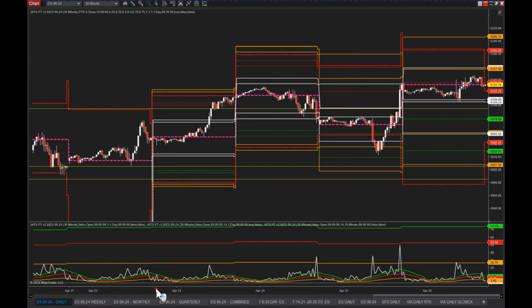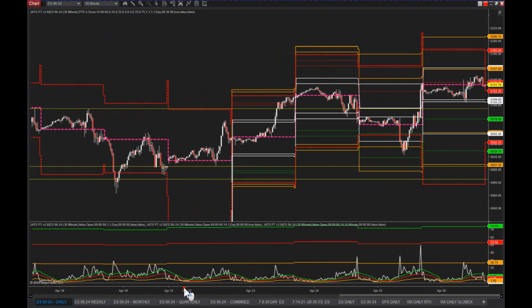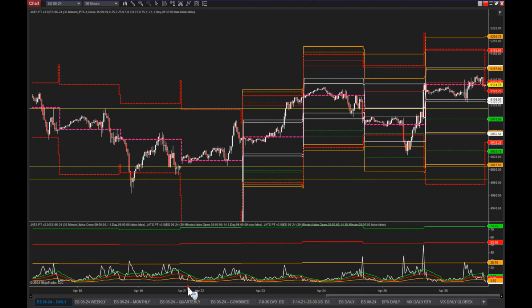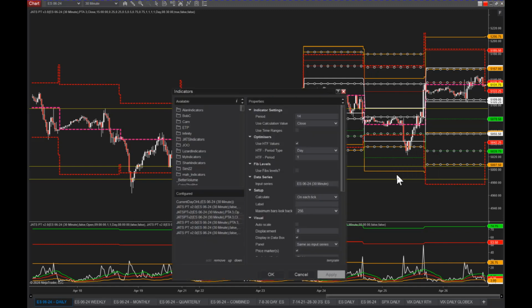So really, last week was an up week going into the end of the month. So the dips were bought. This was a daily three at a daily one. So I'm mixing a lot of distributions together. So what we can do with Jats PT is lay any distribution and any period out that we would like. This is a 14 period daily one.